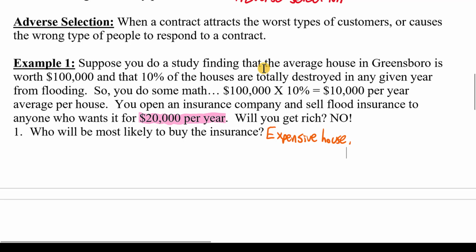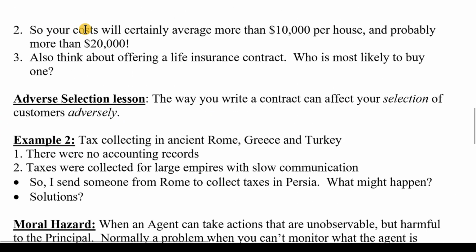Probably not. Can you think of any other characteristics of this house that would make you more likely to buy insurance? Houses that are right next to the river, right? Houses that are much more likely to flood. So houses in the floodplain right by the river. So who are you going to actually be selling flood insurance to? The $1 million houses that are more likely than 10% to flood. So if that reasoning is valid, our costs are probably going to average more than $10,000 per house and probably more than $20,000 per house.